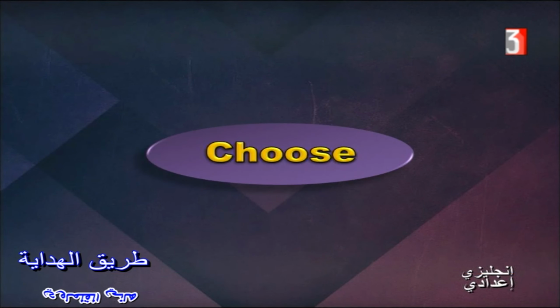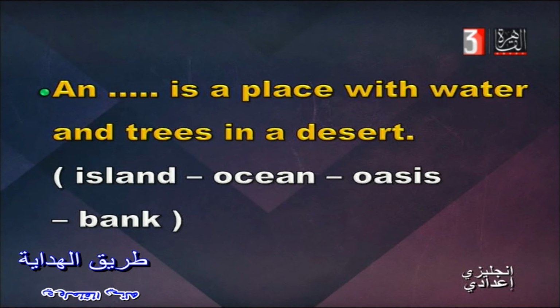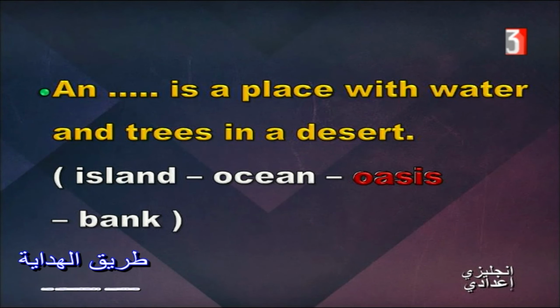So now we reach the part related to the questions in order to examine our understanding of this part of the vocabulary. So let's recap it. Yeah. So we have here the first question. An blank space is a place with water and trees in a desert: island, ocean, oasis, or bank. Of course, oasis, I hear you, my dear students.